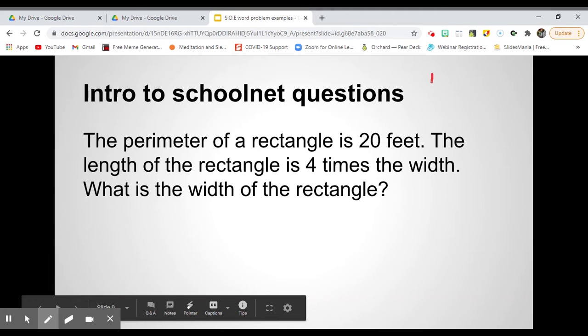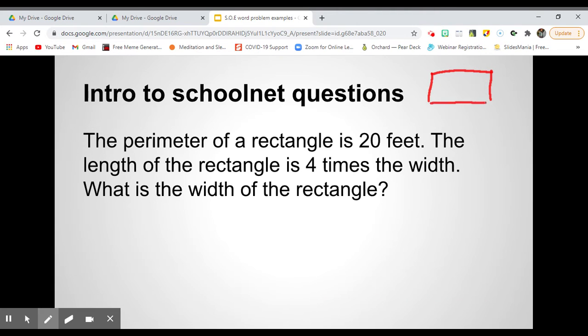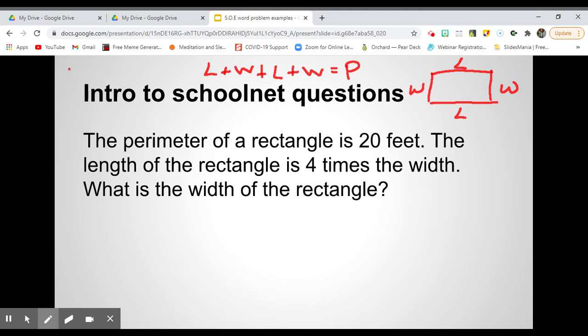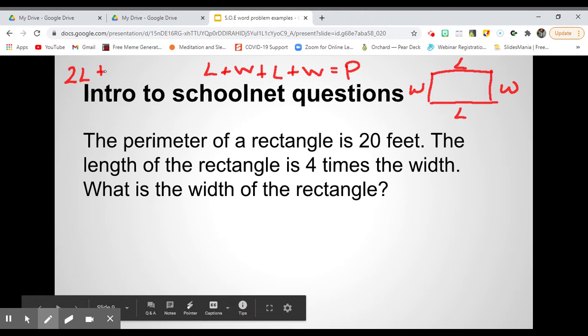If I was to draw a picture of, let's say, a rectangle or even a square, the perimeter is the distance around it, with two lengths and two widths. So if I add up all of my sides, length plus width plus length plus width, I would end up getting the perimeter. I'm going to simplify this equation by combining like terms: 2L plus 2W is going to equal the perimeter.